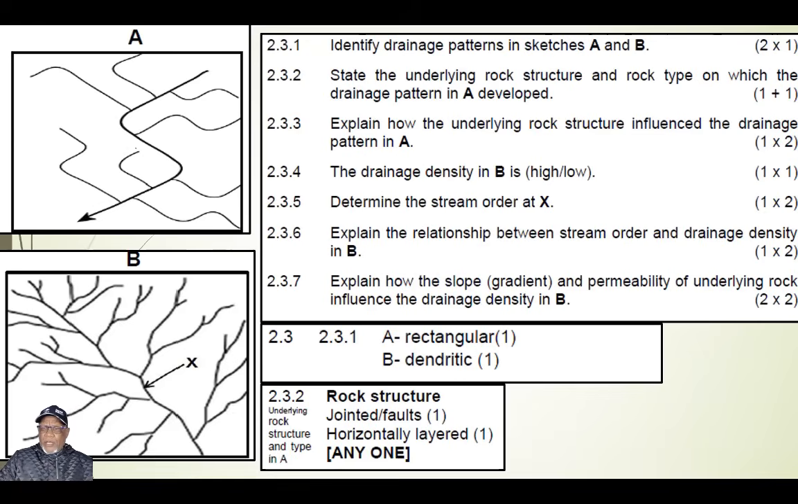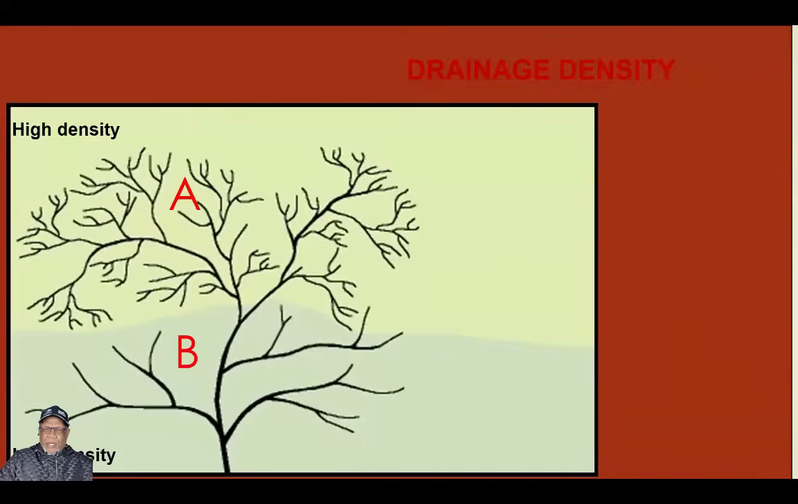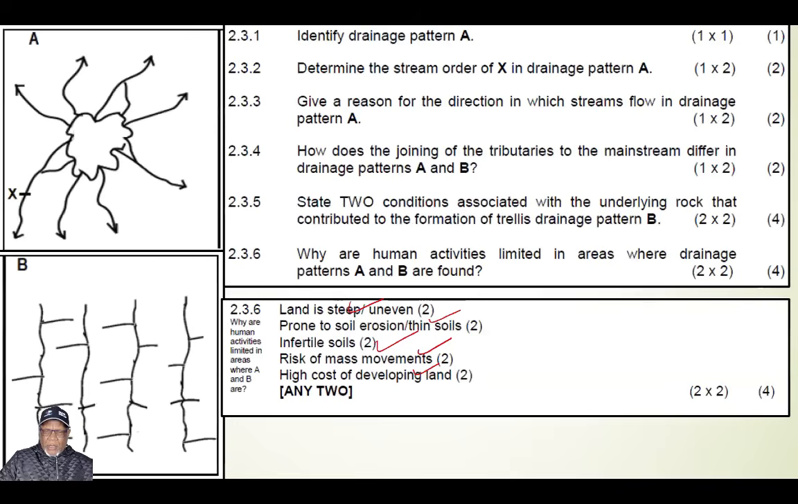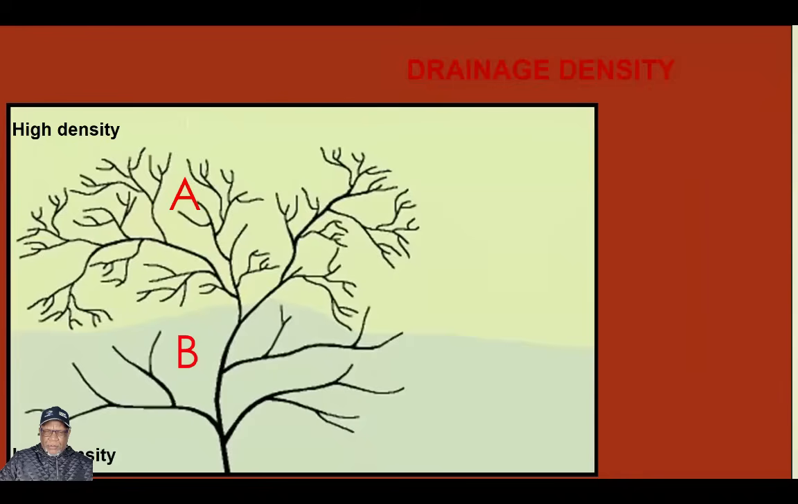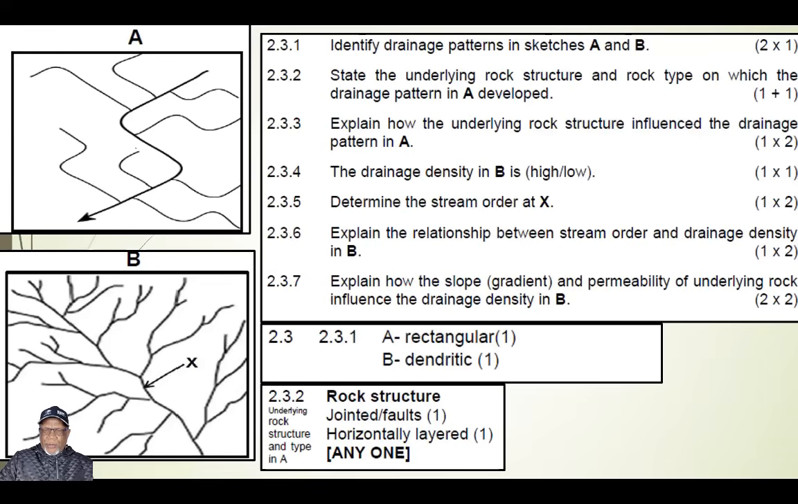Explain how the underlying rock structure influenced the drainage pattern at A. So what is happening there? The streams are following the joints. The streams are simply following the joints. 2.3.4 Drainage density in B is low or high? Drainage density in B is higher than the drainage density in A.